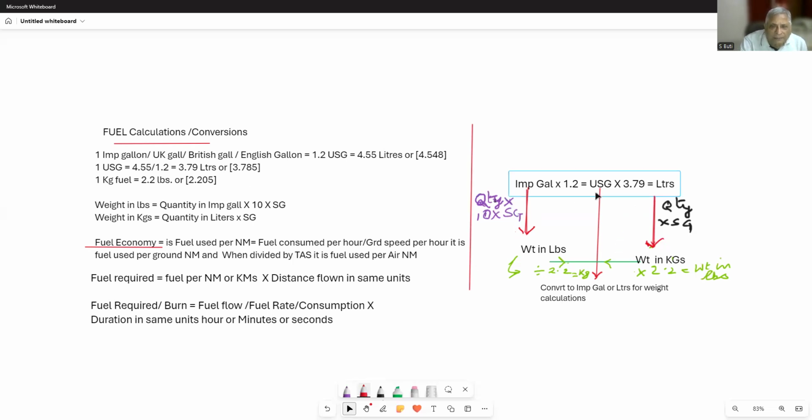US gallon, find out total US gallons required, convert it into imperial gallons or the liters to calculate the weight.